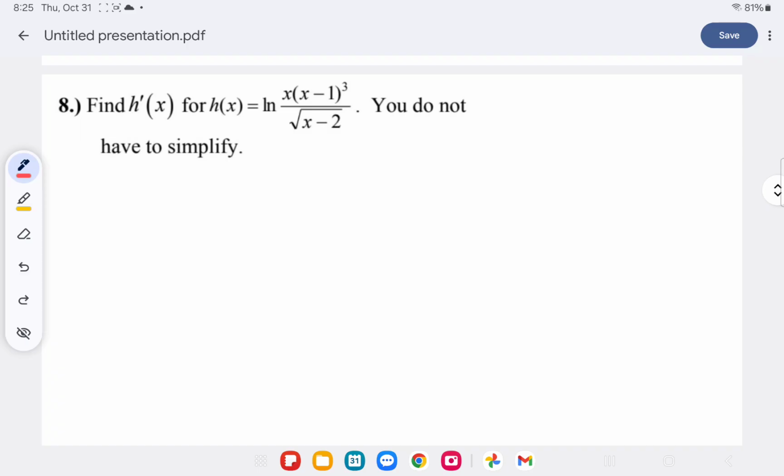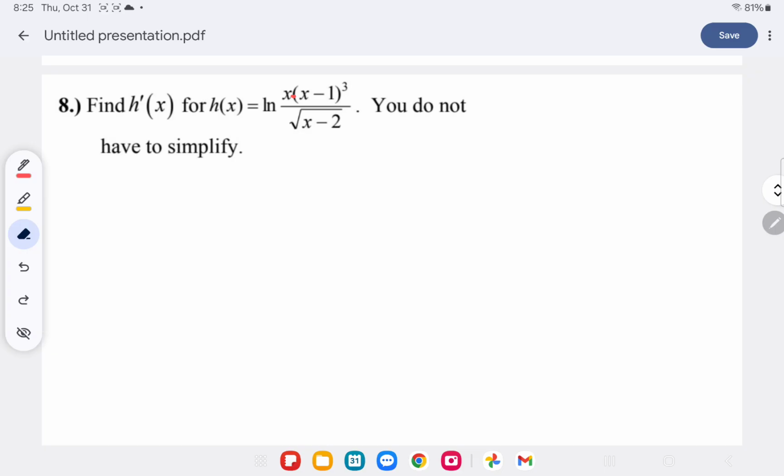So this one, I wanted to show you, this doesn't show up on the test, but I did want to show you this one because we can use log properties again. So just for future reference, we can rewrite that whole function using log properties. This one actually requires all of the log properties to be used. So first we're starting off with the product. We have x times x minus 1 to the 3rd power. And product says we can separate those. We're expanding the log with addition.